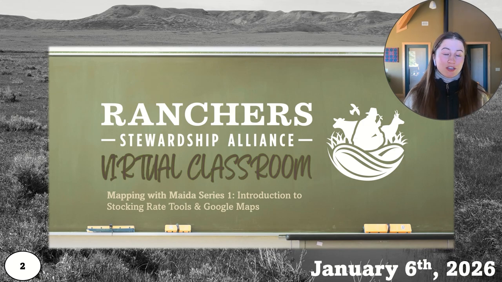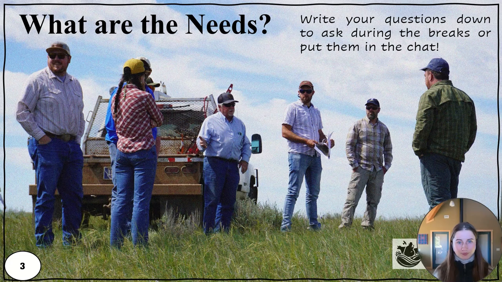I will be giving an introduction to different stocking rate tools in Google Maps in this video presentation. The goal of this mapping series is to introduce different mapping tools to producers and land managers to aid in management decisions that support both on-the-ground economics and ecology. This is kind of our golden goal here at the Rancher Stewardship Alliance.